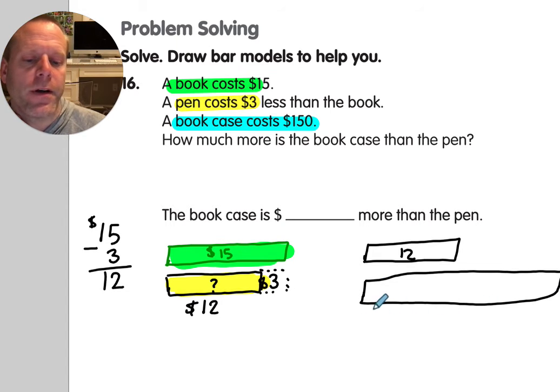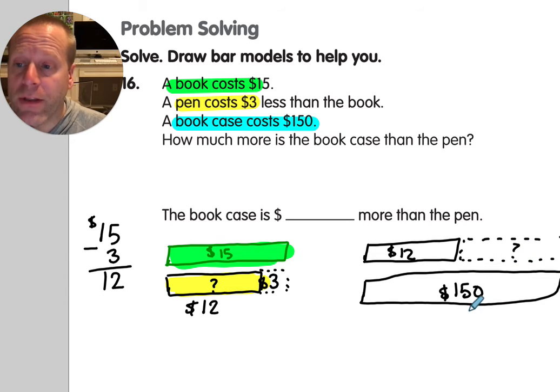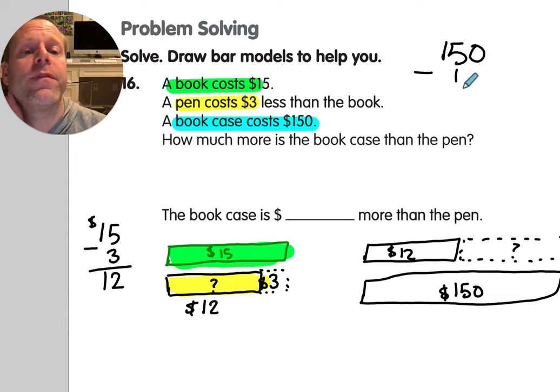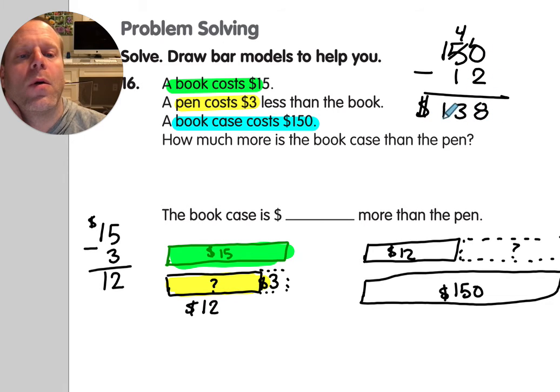Whoa, it doesn't even fit on there. It's $150. They want to know how much more expensive is this huge bookcase than this little pen. So you have to compare these two amounts. That's another subtraction problem to find the difference. 150 take away 12. Can't do it, so I'm going to have to borrow. 8. 4 take away a little bit. Whoa! The bookcase costs $138 more than the pen.